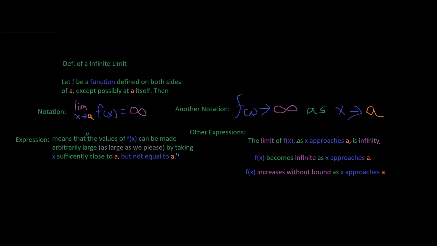And so we could say that a lot of different ways. So here's other ways we could say this. f of x approaches infinity as x approaches a. So the limit of f of x as x approaches a is infinity. f of x becomes infinite as x approaches a. f of x increases without bound as x approaches a. And so you might read a problem and see this, or later on in mathematics you might learn different ways of saying this, but it all means the same thing.